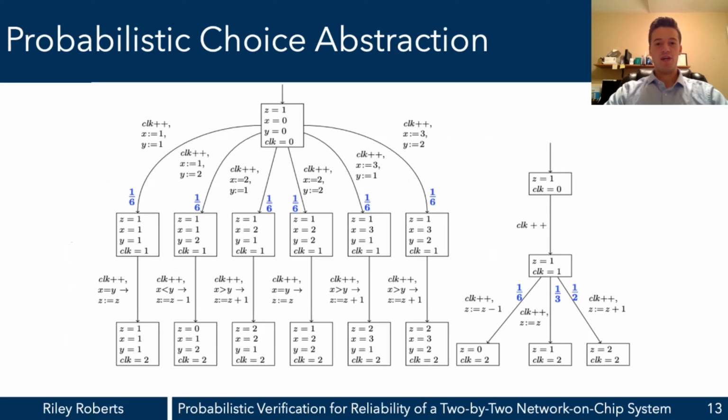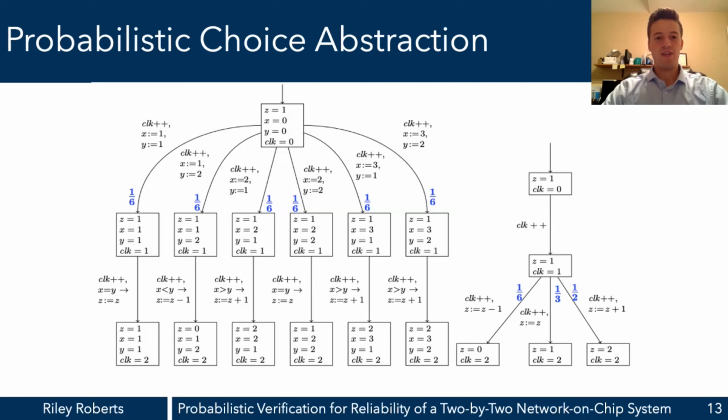Here we show a simple model in order to illustrate exactly what the probabilistic choice abstraction does. This model contains 4 variables, x, y, z, and clock. X can be 1, 2, or 3, y can be 1 or 2, and clock cycle increments each time. Z will be determined based on the values of x or y.